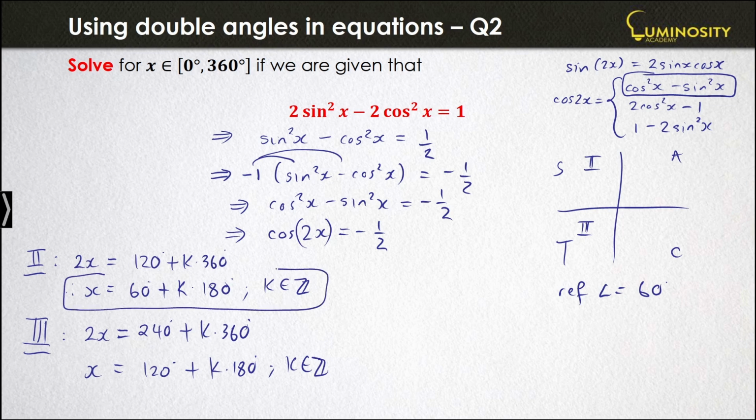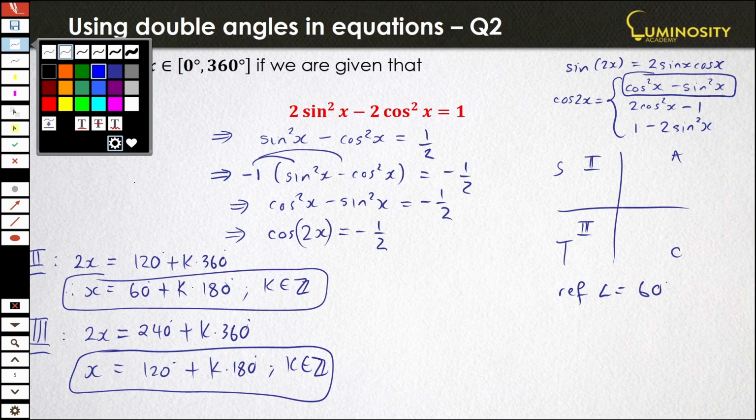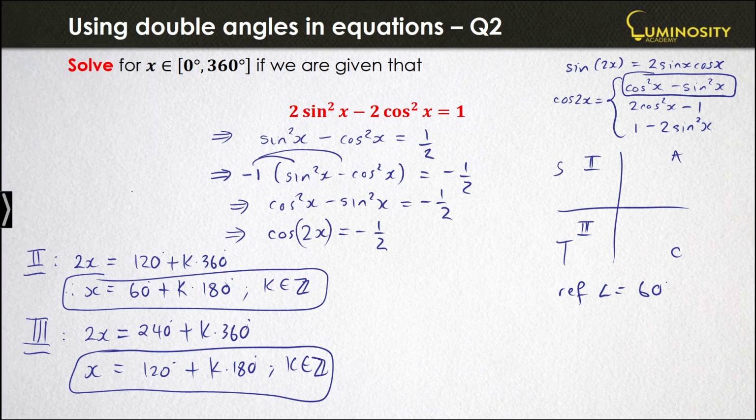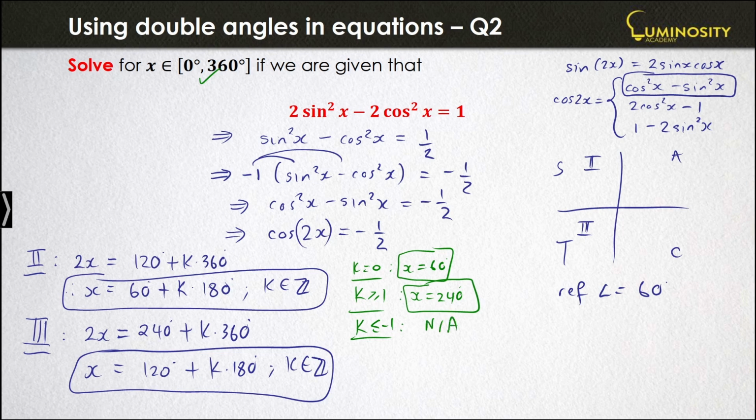Okay, so these are the general solutions, but we want specific solutions for when we have x between 0 and 360 degrees. So for the second quadrant, if I put k equals 0, I get x equals 60 degrees. That is valid in that domain. For k greater than or equal to 1, at 1, I'm going to get 60 plus 180 is 240, which is in there. And if I add another 180 to that, well, I'm already outside the given restricted domain. Then for k less than or equal to -1, there's going to be no applicable solutions because you're just going to get negative values.